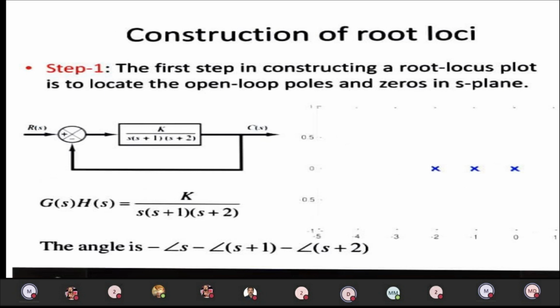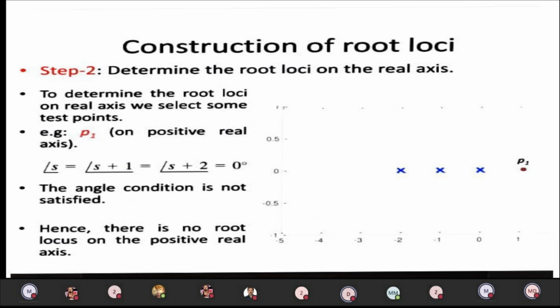Okay, so these are the important things we should know, and then we have to go through the various steps involved in constructing the root locus. The first step: whenever the transfer function is given to construct the root locus, you have to look into the transfer function and locate the open loop poles and zeros in the S plane. Now you can see this in the given problem.